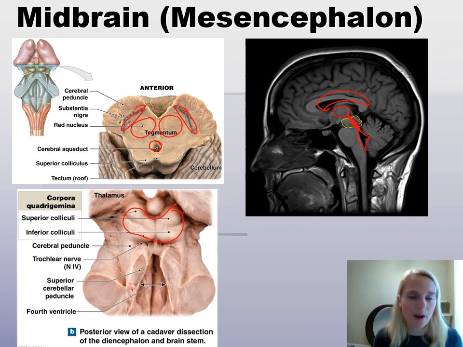All right, so that wraps up our brainstem discussion. So medulla oblongata, pons, and midbrain are all part of the brainstem.